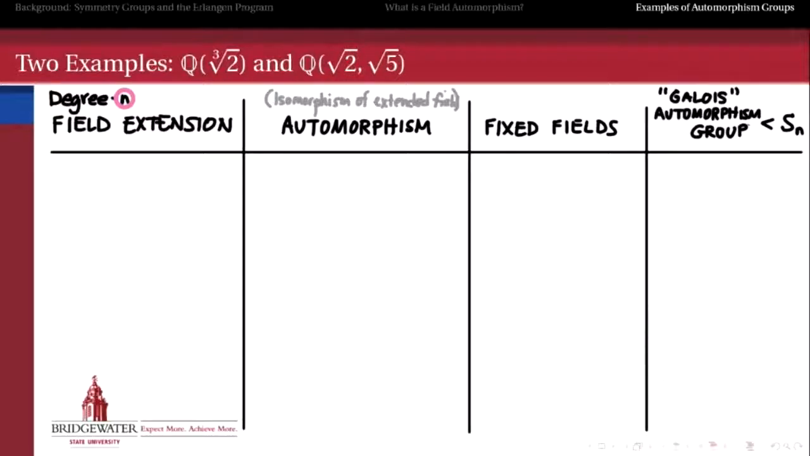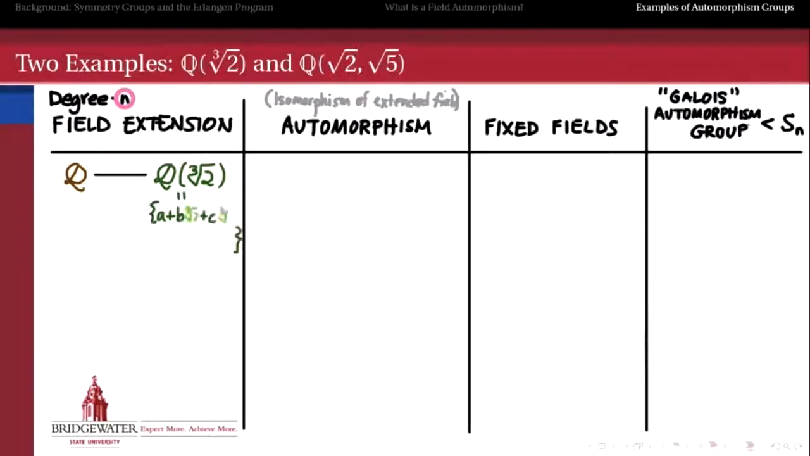So for each, we want to understand the field extension by listing all of its automorphisms over the base, determining the fixed fields of each of those, and determining to what group its automorphism group, its Galois group, is isomorphic. And we can always begin by knowing that that automorphism group will be isomorphic to a subgroup of S_n if n is the degree of the extension. Let's get started with Q adjoined with the cube root of 2, every abstract algebra professor's favorite example.